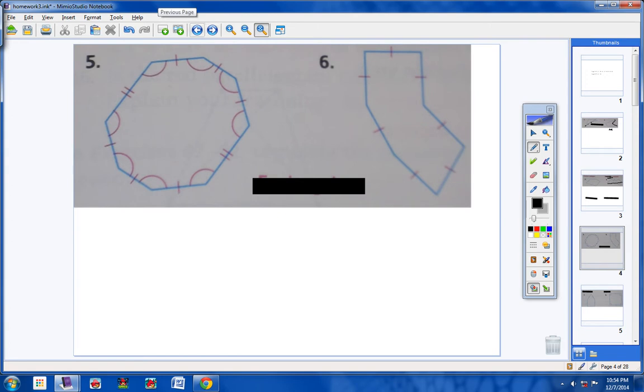5 through 8, the directions say to classify the polygon as equilateral, equiangular, or regular. Let's take a look at number 5. First of all, are all of the angles congruent? Yes. Second of all, are all of the sides congruent? No. This side here has 2 marks. This side here has 1 mark. So we have an equiangular polygon.